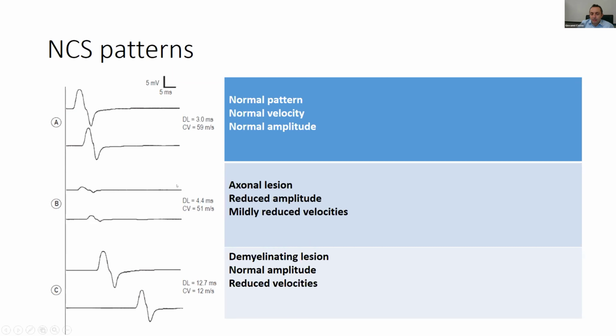There is also, to some extent, a reduction of the velocity, but not to a major extent. Generally, the cutoff between a demyelinating and an axonal neuropathy in terms of reduction of the conduction velocity is considered 70% of 50 meters per second. So pragmatically, a reduction of the velocity in the upper limbs below 35 meters per second is considered demyelinating. However, in clinical practice, things are not so clear. There is not such a clear cutoff, and very often you find mixed pictures.